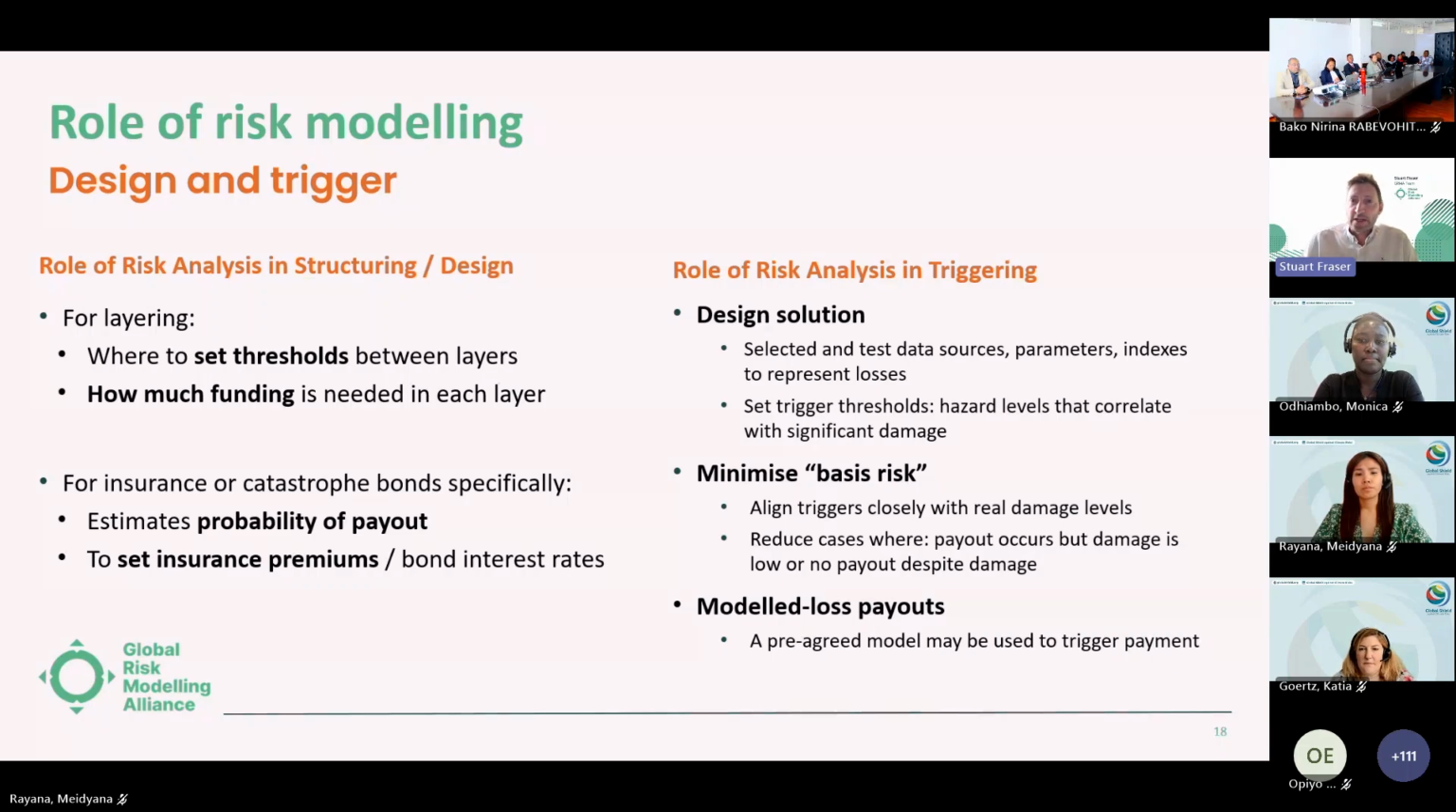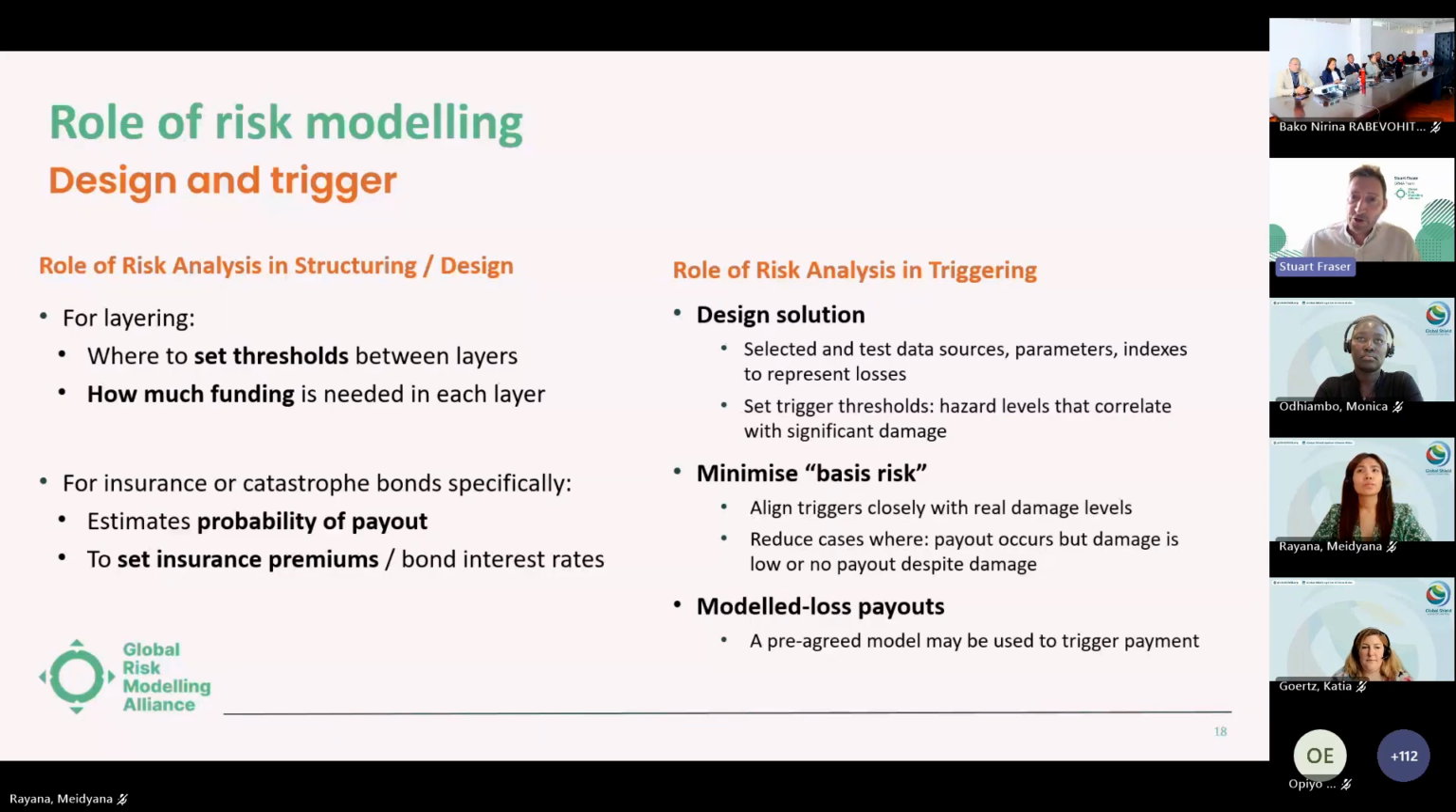So it allows us to understand the limits and the attachment points of different layers in that layering strategy, and enables us to look at the different probabilities of a payout from a particular product. So government can understand how much or how frequently or what types of events they would receive payouts from, and insurers can understand how much premium to charge, how frequently they will be likely to pay out to the government.